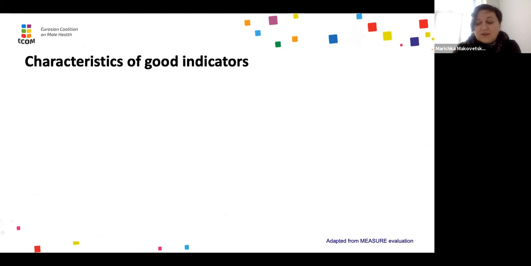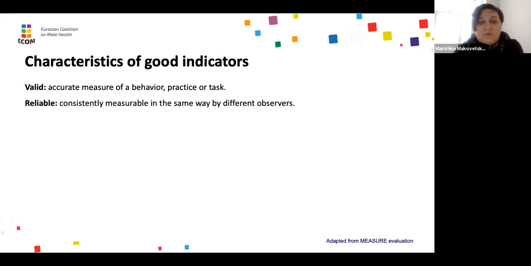Characteristics of good indicators. Let's go through that. Basically, each indicator should be valid, of course, which means an accurate measurement of behavior, practice, or task. The indicator should be reliable. So it should be consistently measurable in the same way by different observers.